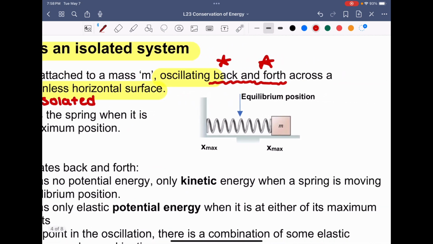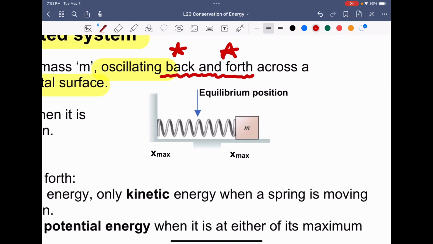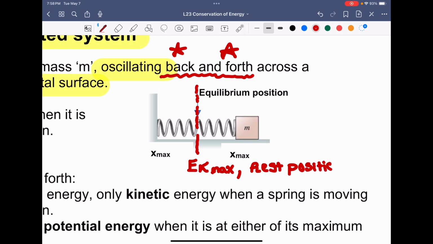Now, let's break apart this diagram here so that we can make sure we have a firm understanding of what's happening. So when they say equilibrium position, just like when we dealt with the pendulum, it's going to go right down the middle. And what we're going to say is that this is where our kinetic energy is maximized. So we're going to call it EK max. This is also considered to be the rest position. So rather than even the equilibrium position, we can say that this is going to be the rest position where the spring would naturally rest.